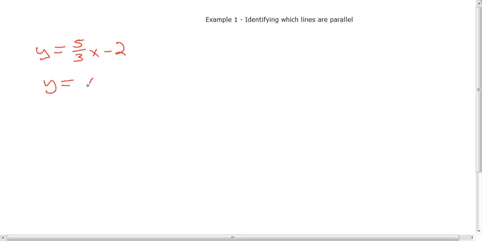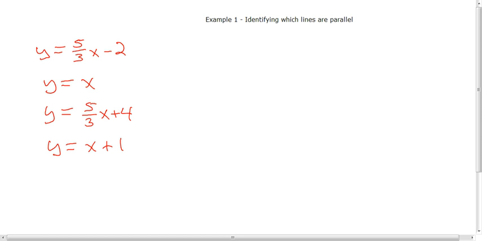Okay. Let's say that we are also given y is equal to x, and let's say we're given y is equal to 5 over 3 x plus 4, and let's say we're given y is equal to x plus 1.